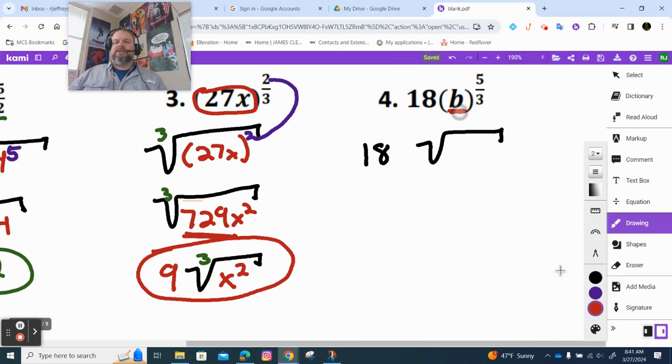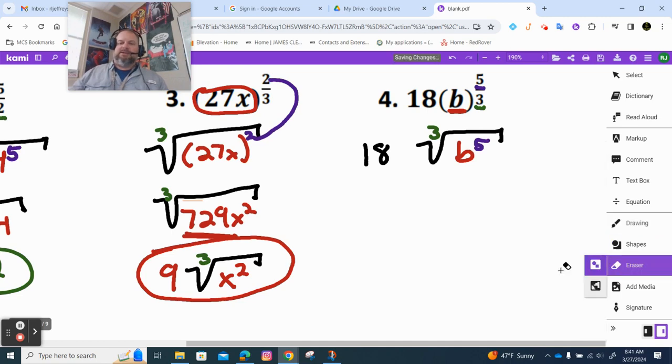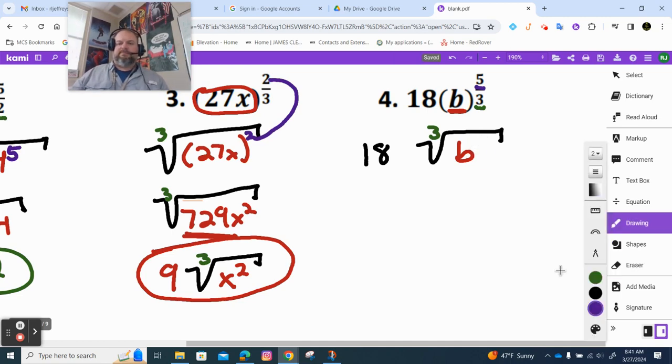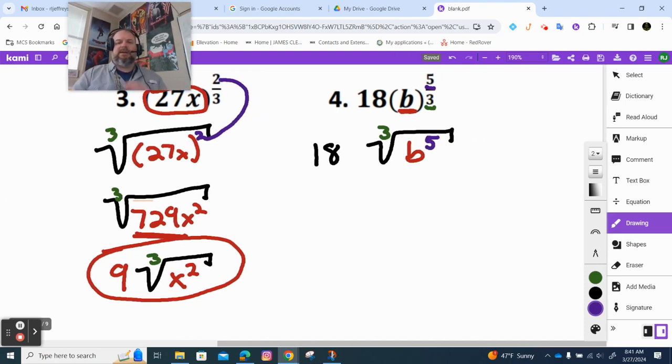Because this is the only thing with this power. What's the root? 3. It goes in the gutter. The power is 5, and that is a gross looking 5. That's not much better, but it's a little bit better.